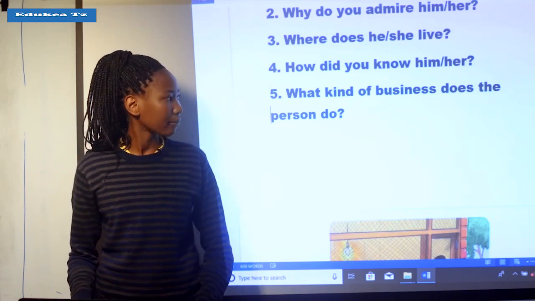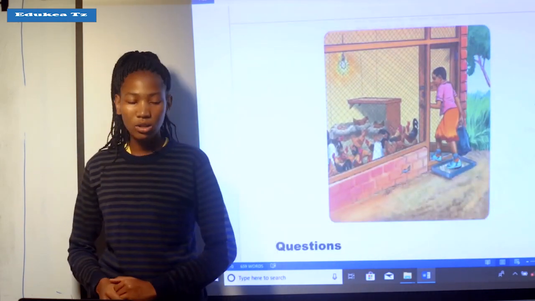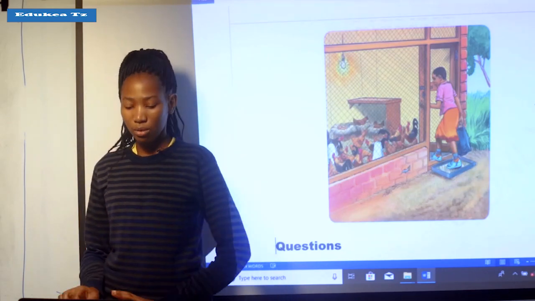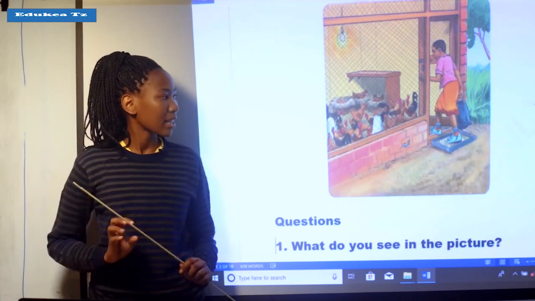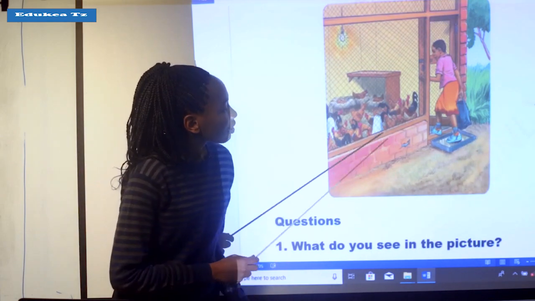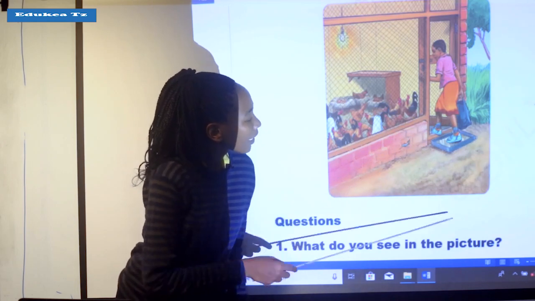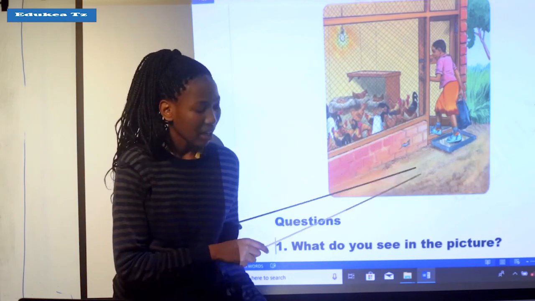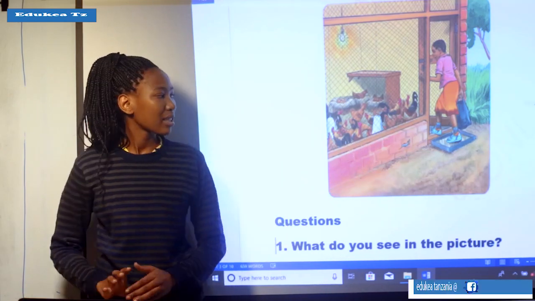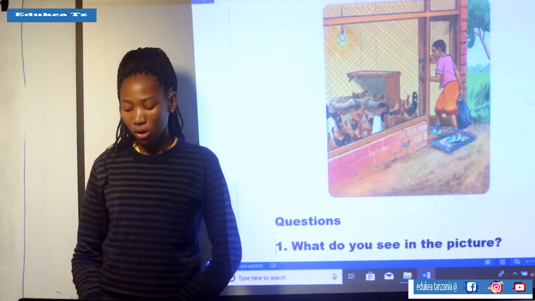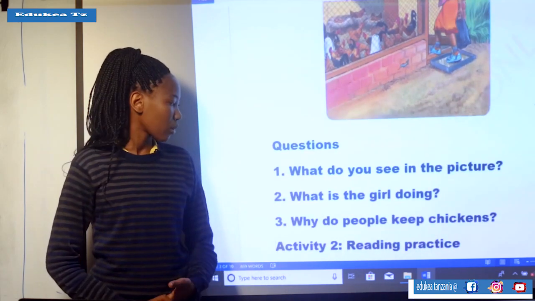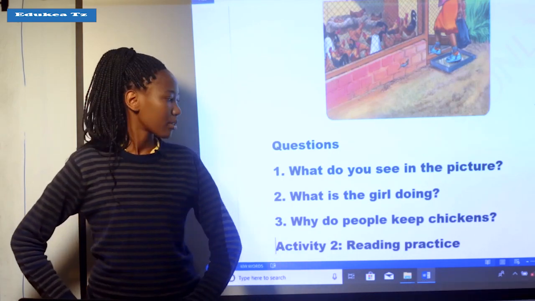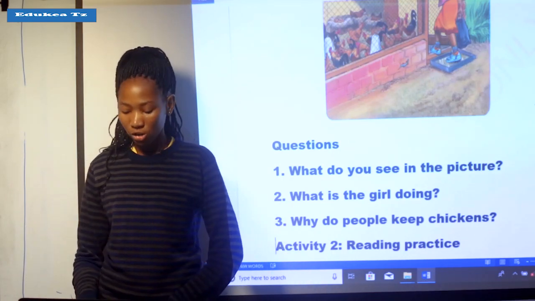After seeing the business person you admire, we are also going to study the picture below and answer the questions. Here in the picture, there are different things seen: the hands, a girl, a house, trees, grasses, and others. After seeing the picture, you should answer the following questions. First question is, what do you see in the picture? In this question you should write what you see in the picture.